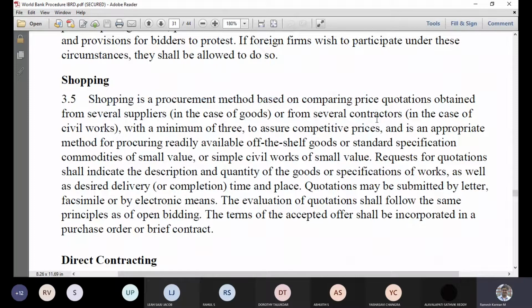This shopping does not mean regular shopping. It is just price quotations, where several suppliers are approached, and then they evaluate the best, and a minimum of three bidders or suppliers will be selected. It's always an appropriate method for off-the-shelf goods or standard specification commodities, right? Something like that.